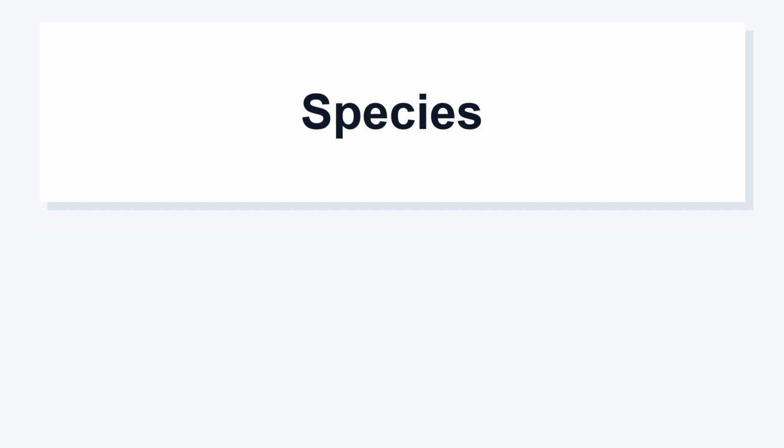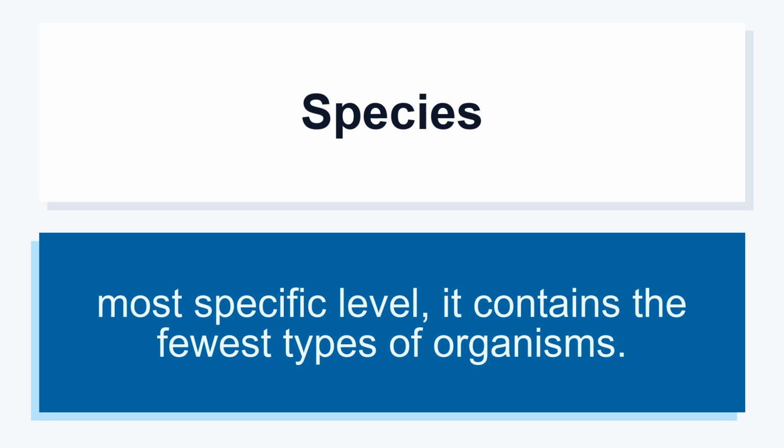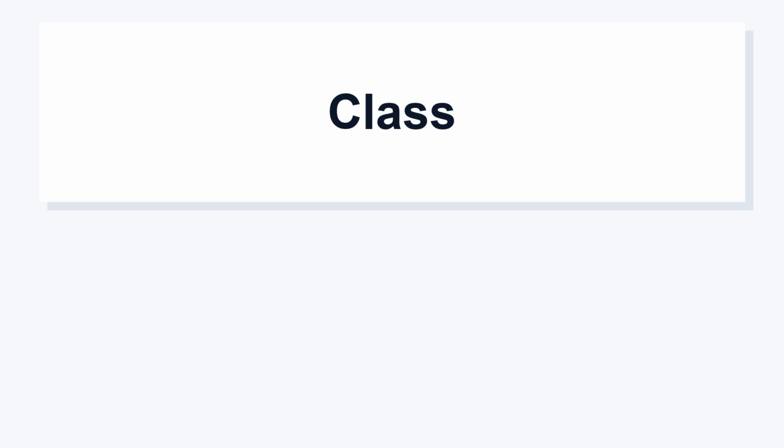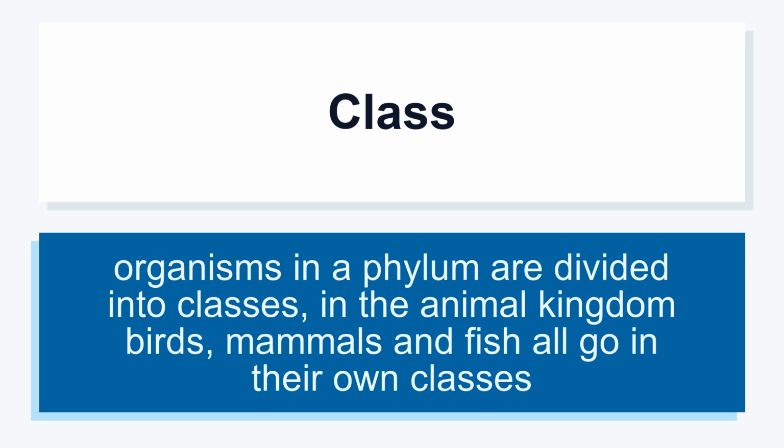Species: the most specific level, it contains the fewest types of organisms. Class: organisms in a phylum are divided into classes. In the animal kingdom, birds, mammals and fish all go in their own classes.